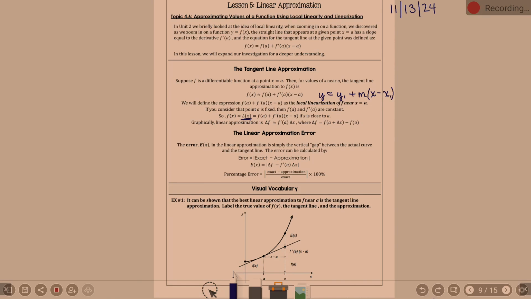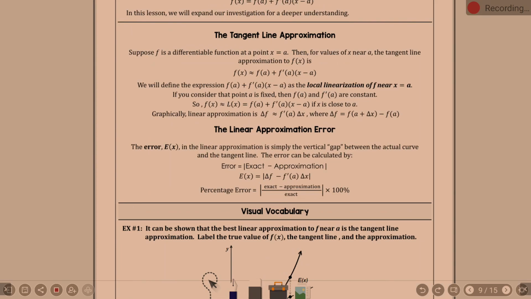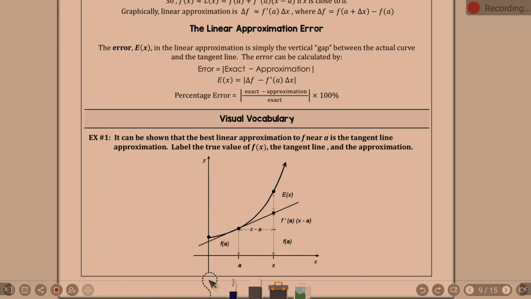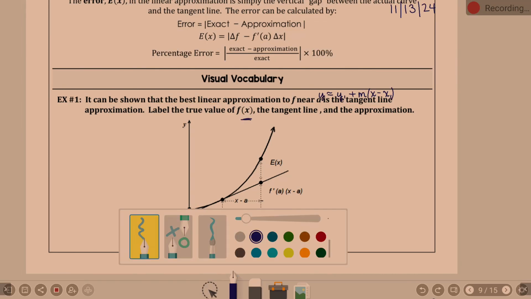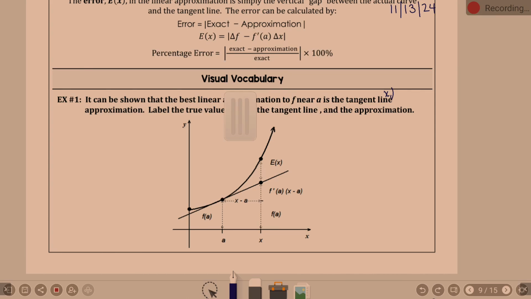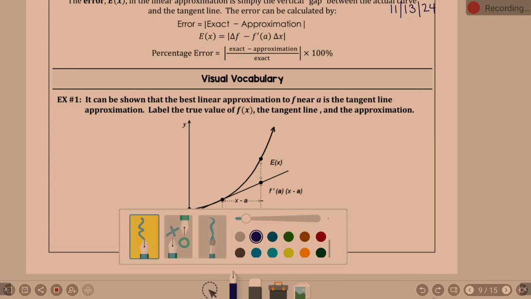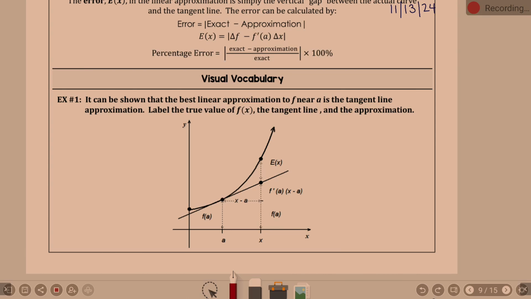I want to use this graph. I'm going to make it a little bit bigger here so we can see it. You can see what I write and point at. So we have a graph here, and it can be shown that the best linear approximation to f near a is the tangent line approximation. They asked us to label a couple of things: the true value of f(x), the tangent line, and the approximation. So realizing you have your curve, yes?